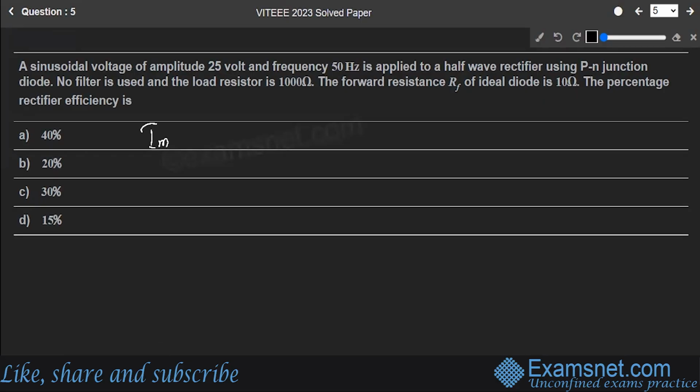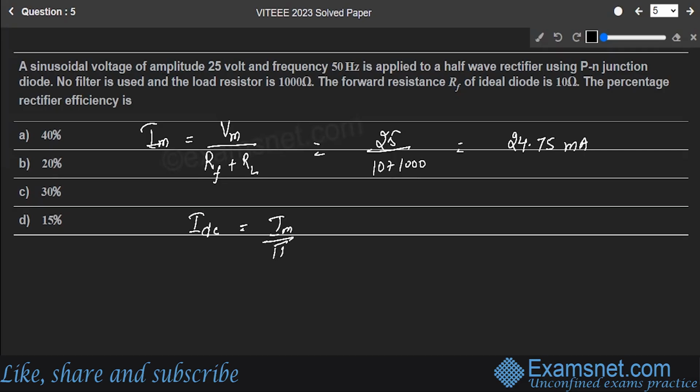First of all, let's find out IM. This is VM upon the total resistance, so RF plus the load resistor. This is given by 25 upon 1000 plus 10. This will be approximately equal to 24.75 milliamperes. So IDC is equal to IM upon pi. This is 24.75 upon pi, where pi is 3.14. This is 7.87 milliamperes.